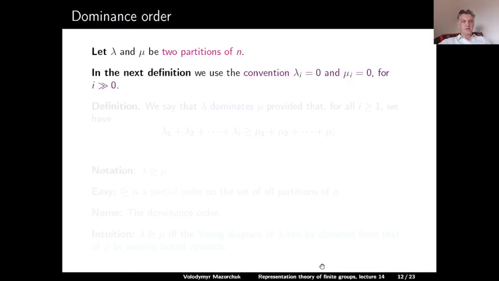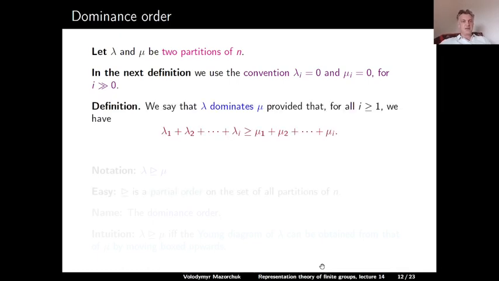In the next definition, we use the convention that the partition is actually an infinite vector, and all parts which don't exist are equal to zero. Definition. We say that the partition lambda dominates the partition mu, provided that, for any i greater than or equal to 1, the sum lambda 1 plus lambda 2 plus and so on plus lambda i is greater than or equal to the sum mu 1 plus mu 2 plus and so on plus mu i.